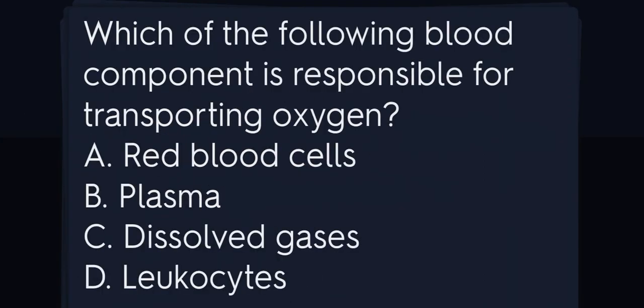Which of the following blood components is responsible for transporting oxygen? A. Red blood cells. B. Plasma. C. Dissolved gases. D. Leukocytes. A. Red blood cells.